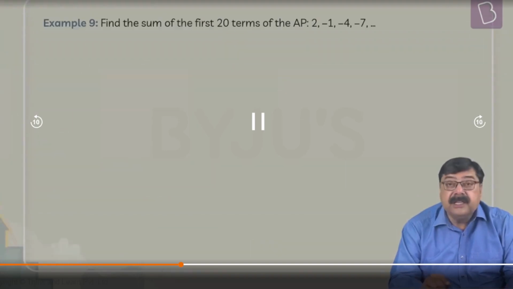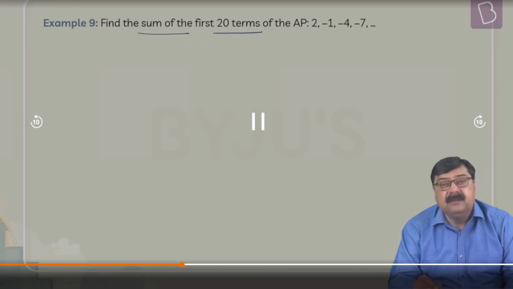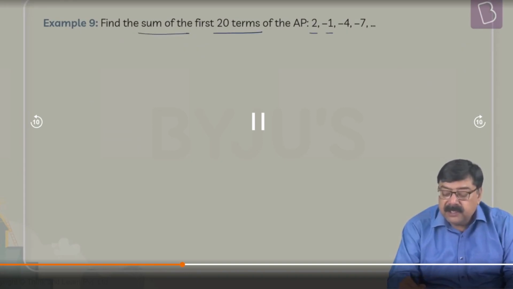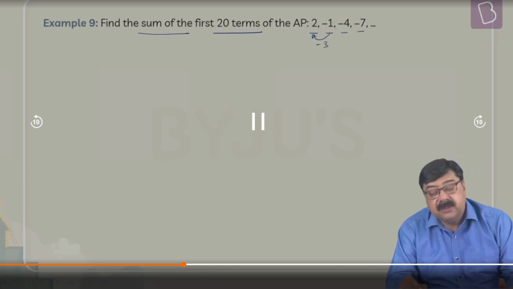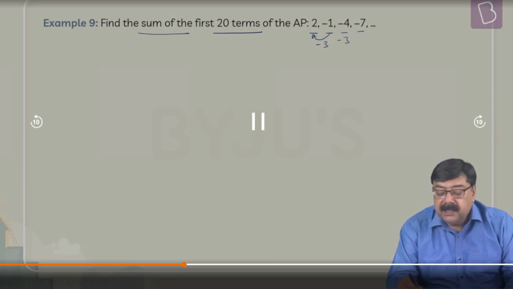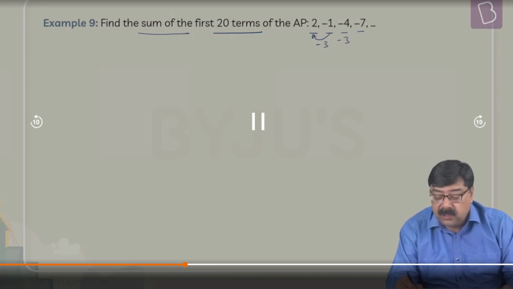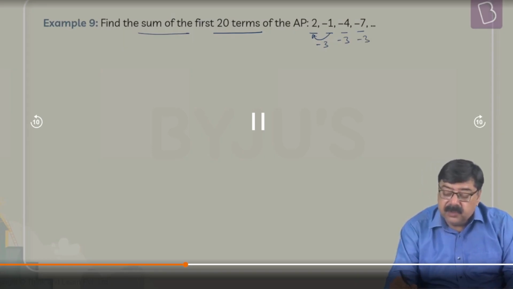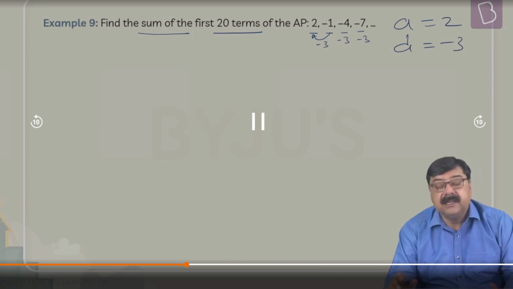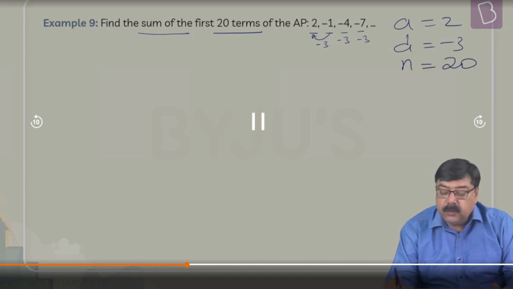So let's have a look at a question on this concept. Find the sum of the first 20 terms of the AP 2, -1, -4, -7. Now -1 minus 2 is -3. -4 minus -1 is again -3. -7 minus -4, that is -7 plus 4, shall again be -3. So A here is 2, D here is -3, that is our concern, and N is 20.